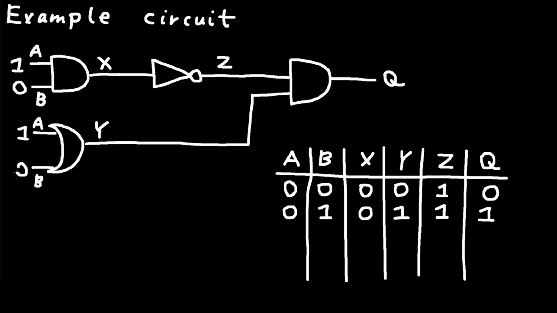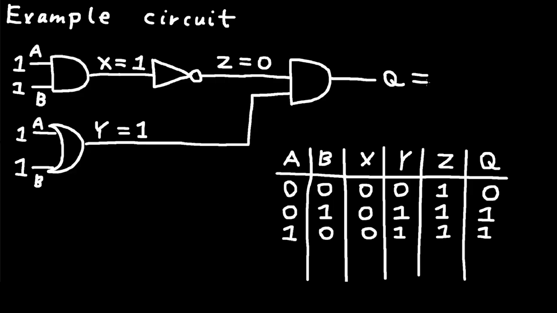If A is 1 and B is 0, X is 0, Y is 1, Z is 1. So Q is 1. If A is 1 and B is 1, X is 1, Y is 1, Z is 0. So Q is 0. That output pattern, 0110, is actually the XOR pattern. So this whole circuit behaves like XOR. This is a good example of how different circuits can behave the same way.